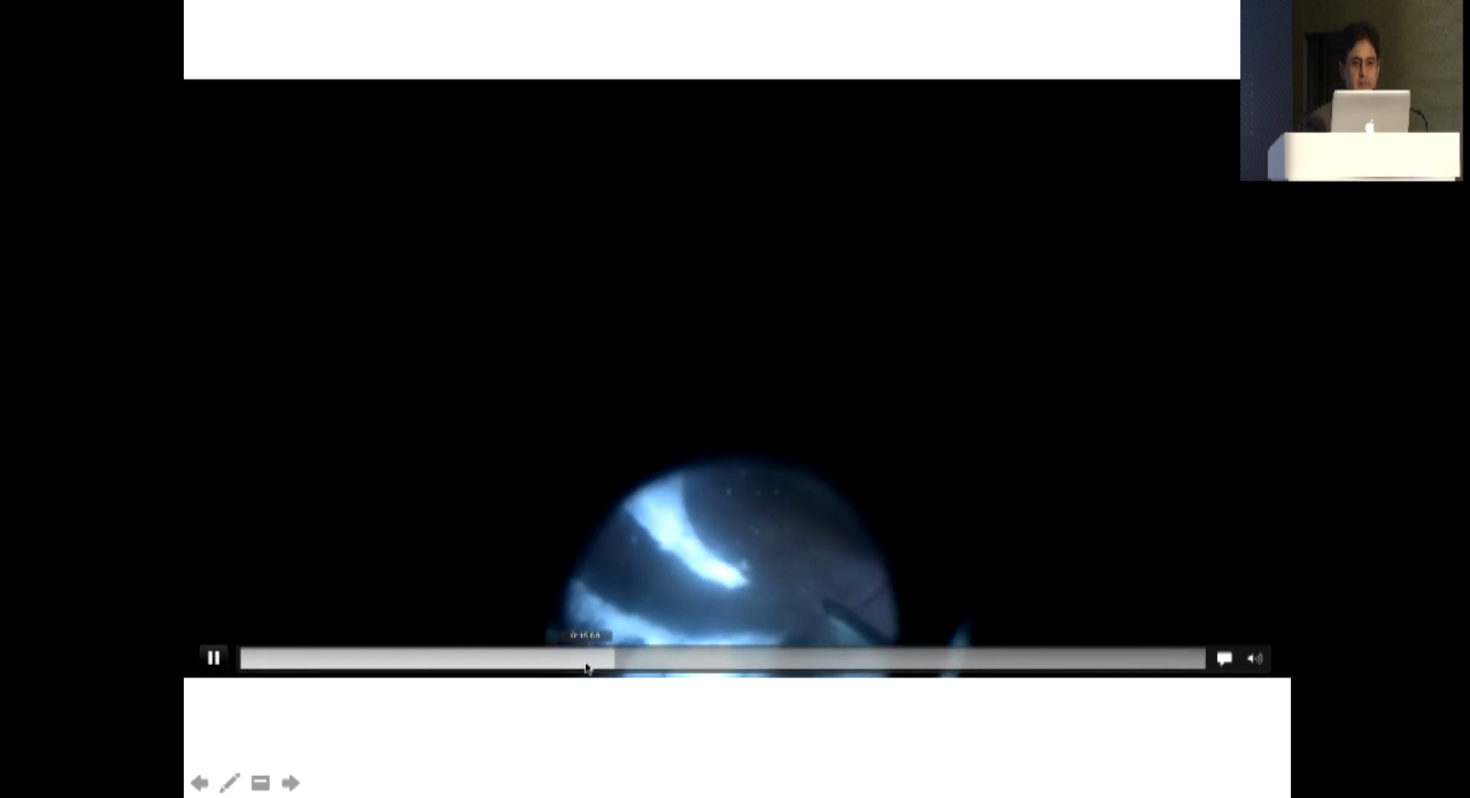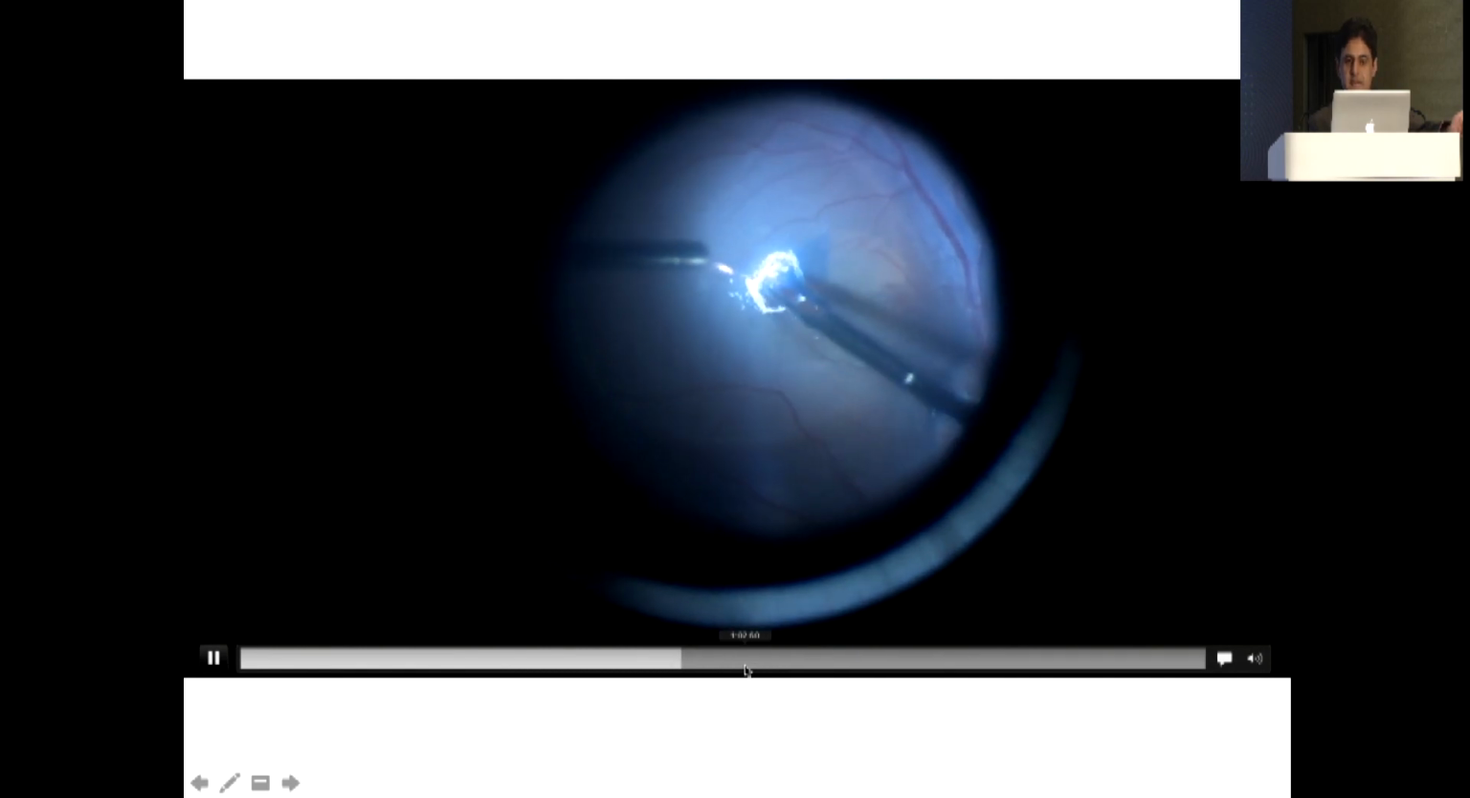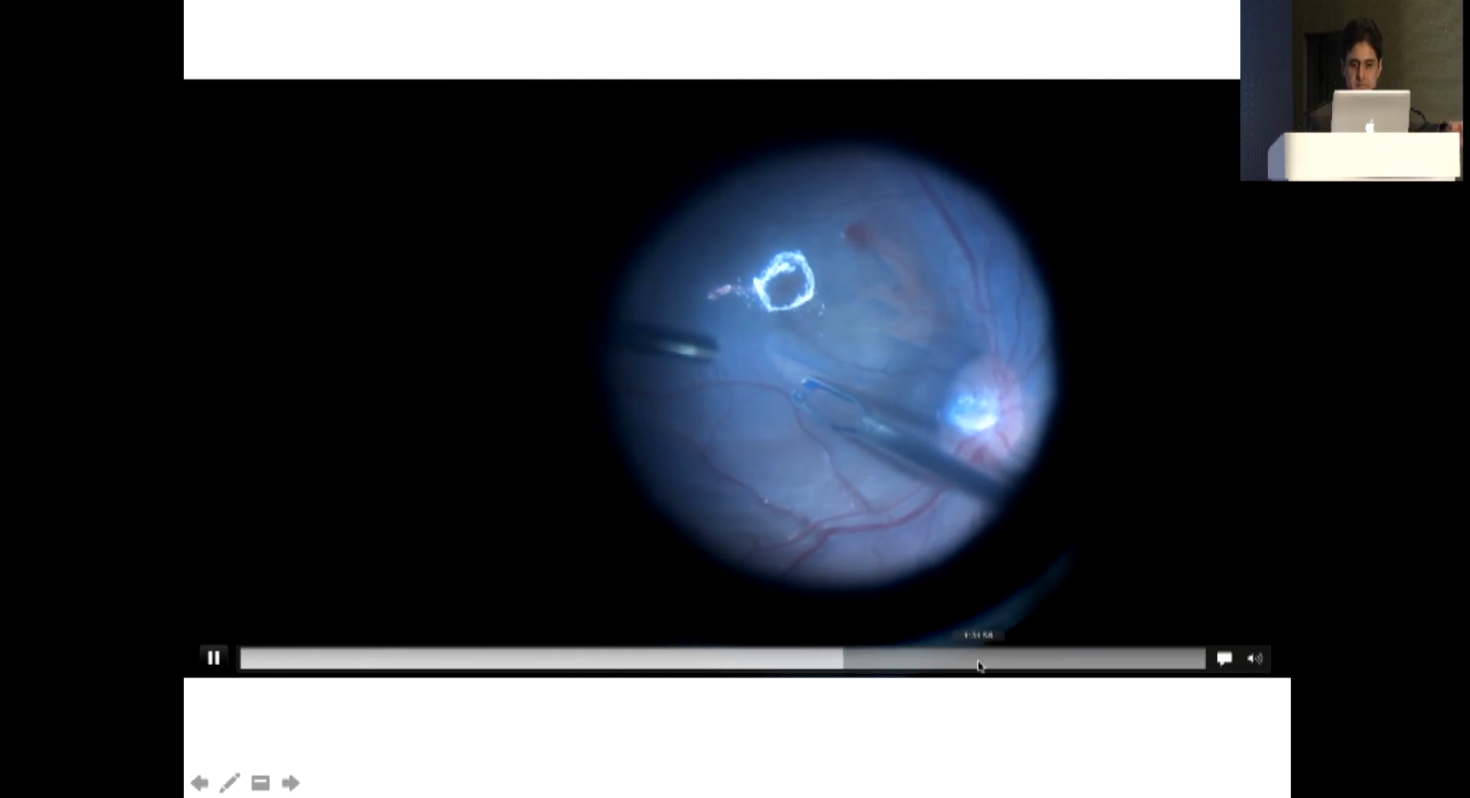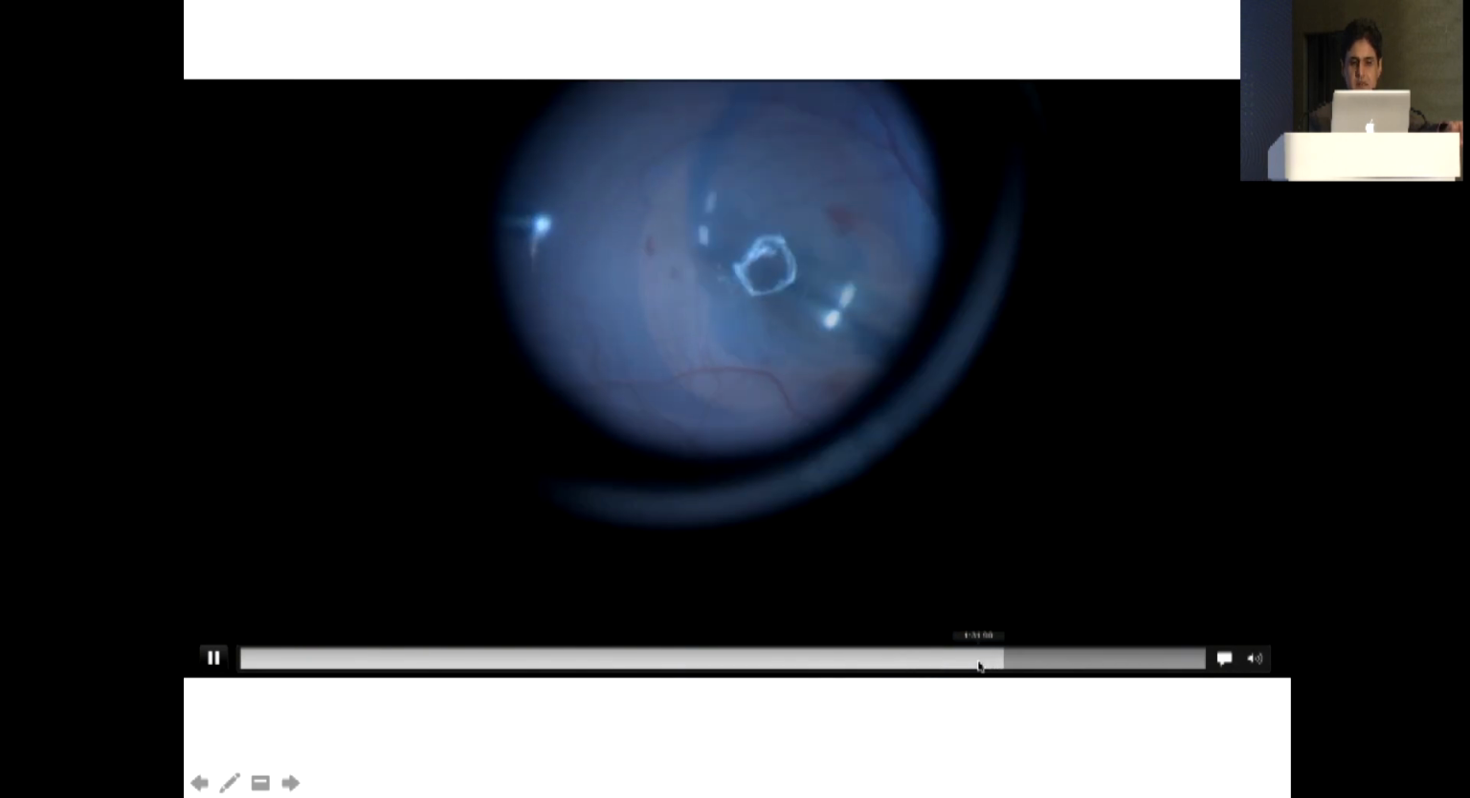So after induction of the PVD, again injecting triamcinolone is a very good idea because you will be able to see the vitreous, as it is difficult to induce a PVD. So a foveal sparing ILM peeling was done, and one of the pieces of the ILM was then plugged into the pit. Okay, so I think now the message is clear.